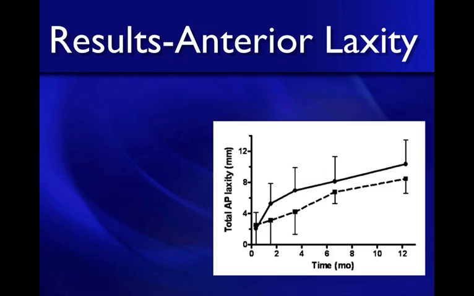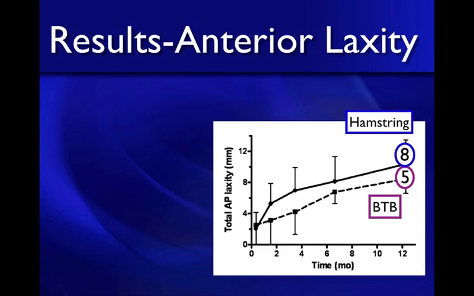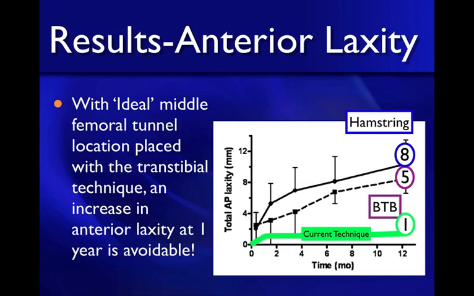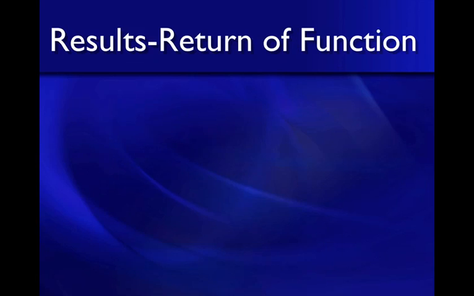These are our results with regards to anterior laxity. We'll use the same plot that Dr. Khan and Andrew Amos did. Remember that the hamstring stretched 8 and the BTB stretched 5. And with the ideal middle femoral tunnel location placed with the transtibial technique, we saw that there was essentially just a millimeter increase of laxity at a year that was not statistically different. So we were able to minimize this so-called increase in anterior laxity by proper tunnel placement to restore the tension in the graft and slippage-resistant fixation.